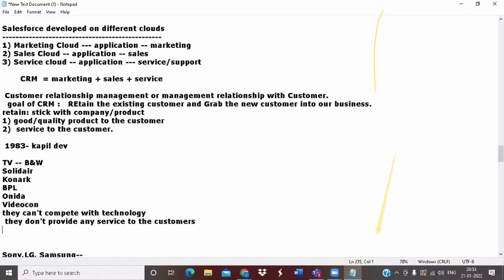At that particular point of time, the management, the business people's attitude was that they were always focused on what? Marketing and sales. They never focus on what? Service. Once they sold the product to the customer, they never cared about the customer's problems. That is the reason these companies completely collapsed.